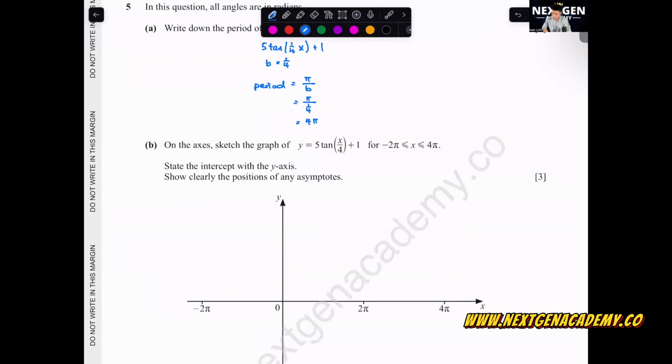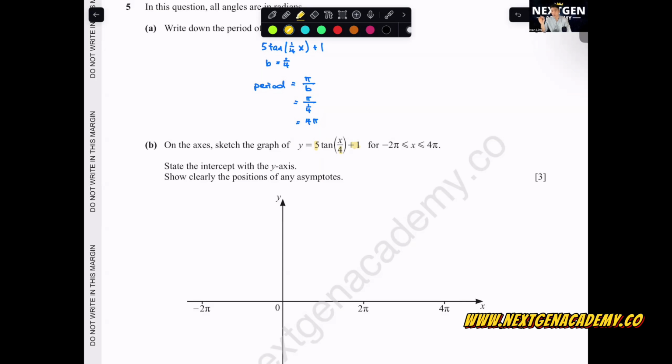Okay, next one. On the axis, sketch the graph of y equals 5 tangent x over 4 plus 1 for negative 2 pi to 4 pi. State the intercept with the y-axis, then show clearly the positions of any asymptotes. We have 3 values that we want to look at: 5, 1 over 4, and plus 1. What do we need to do?